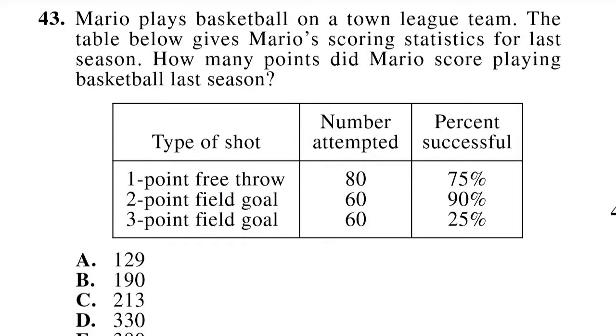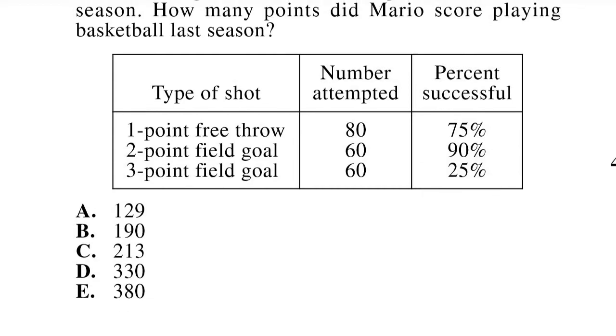Number 43, Mario plays basketball on a town league team. The table below gives Mario's scoring statistics for last season. How many points did Mario score playing basketball last season? So this one, in this table, we see the type of shot, how many points it's worth, 1, 2, or 3, the number of shots he attempted for each type of shot, and then the percent success. All we have to do here is multiply all three of these numbers. And when we use this percentage, we are going to convert that to a decimal.